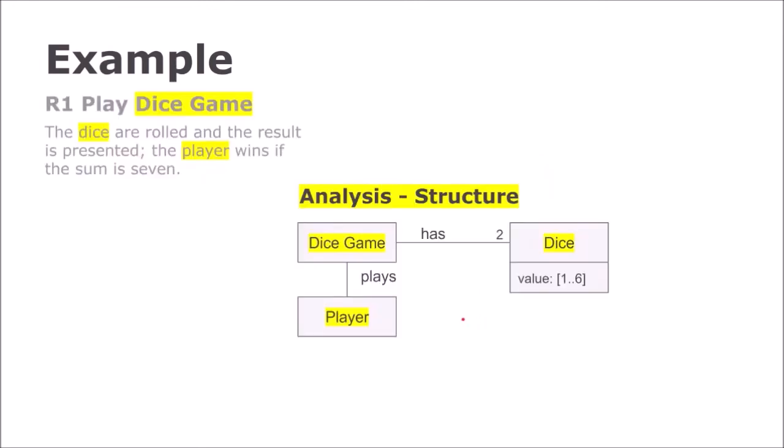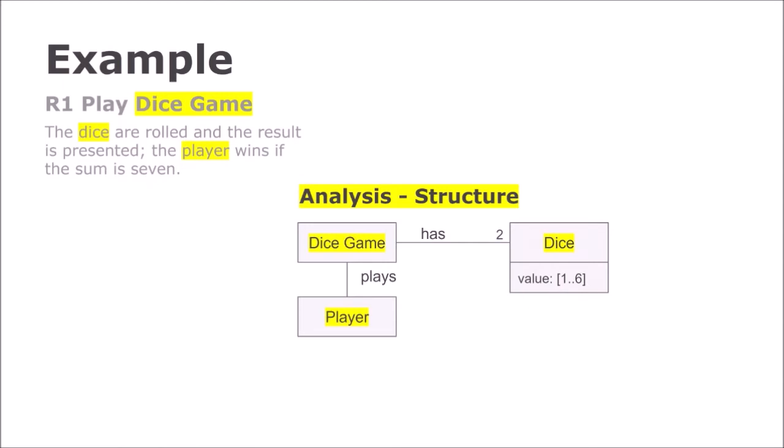So if we look at this structure, we make a visual model over it, and it's the simplest kind of notation we can imagine: boxes and lines. And we have these three main entities here: the dice game, the player, and the dice. And we put a line between the entities so that we can show visually the important relations here. So we know that the player plays the dice game. The dice game has, or maybe contains, 2 dice. The dice has a value between 1 and 6.